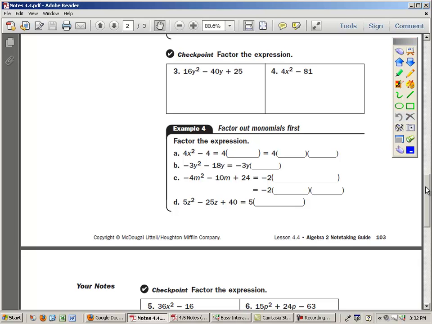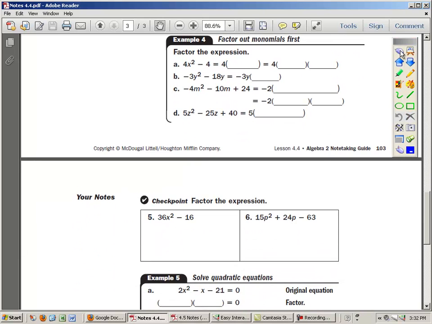All right, so what happens if you can factor out a monomial first? Remember, a monomial is just some term, and so sometimes we can factor a term out first. Notice that in this example here, both are divisible by 4. So if I factor a 4 out, I'm bringing a 4 out of both of these terms. Factor 4 out of 4x squared, it leaves x squared. Factor 4 out of negative 4, that leaves negative 1.